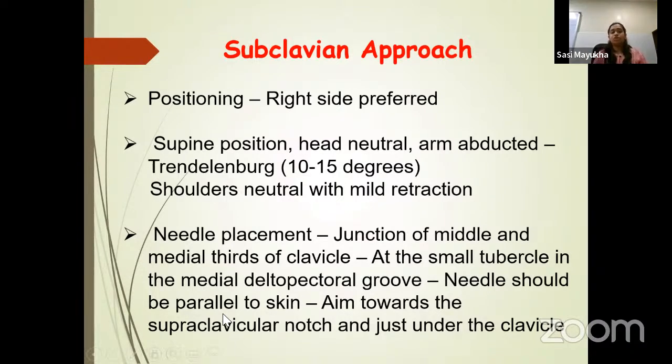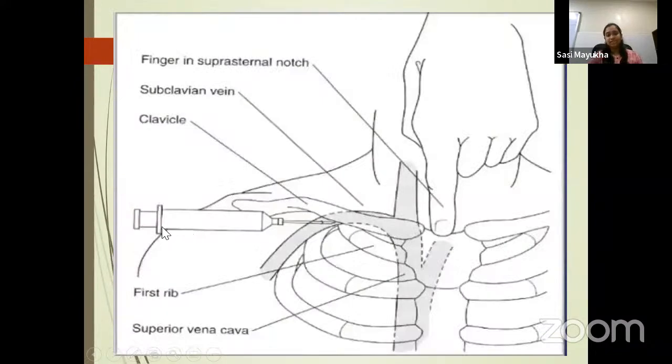In the subclavian approach, the patient is supine, head neutral, with arms abducted and shoulders neutral with mild retraction. The needle placement will be at the junction of the middle and medial thirds of the clavicle, at the small tubercle in the medial deltopectoral groove. The needle should be parallel to the skin and aimed towards the supraclavicular notch, just under the clavicle. So here you can see it is just under the clavicle. You go straight, hit the groove and go below it and aim towards the sternal notch.